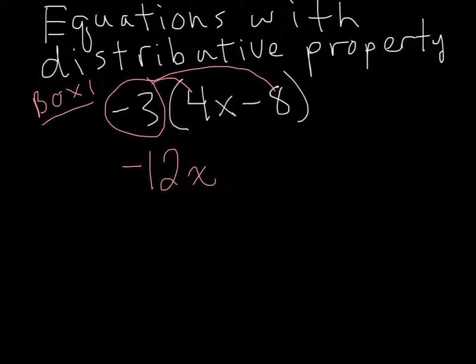And I'm going to multiply negative 3 times, remember this is a negative 8 because of that minus sign, I'm going to get plus 24. So that's how I use distributive property. Make sure you copy this all in box 1. Pause it if you need to.